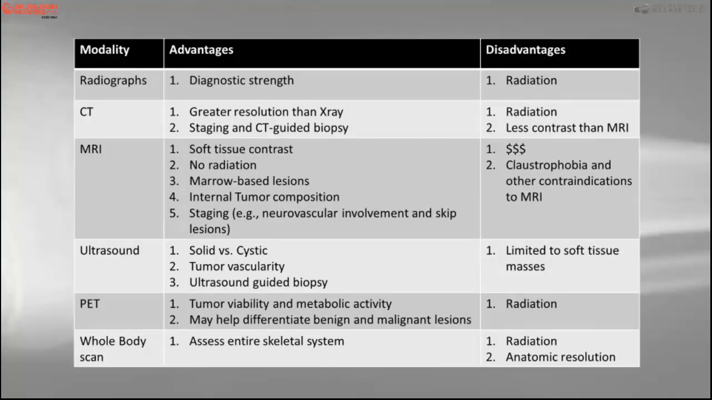Coming to the latest investigations, the PET scan. This can tell you about the tumor viability and its metabolic activity, and it does help in differentiating between benign and malignant lesions. The whole body scan, the technetium 99 bone scan, assesses the entire skeleton. The disadvantages of all except the MRI are that they all involve radiation. MRI is expensive, and people can be claustrophobic in it.